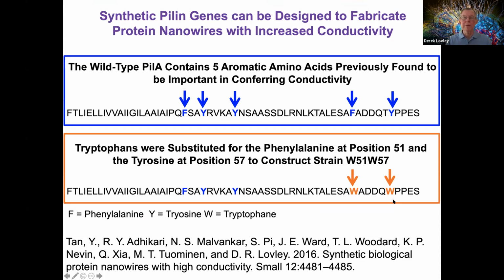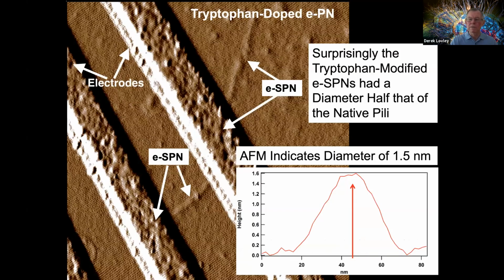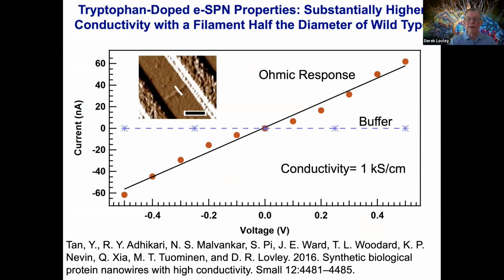make synthetic genes to make synthetic pilin monomers which assemble into the wire. For example, in this case, we swapped in tryptophan for two of the existing aromatic amino acids. Tryptophan has extra rings. And surprisingly, in this case, the wire is smaller for reasons that aren't quite worked out. And I think we would have been happy if we had doubled the conductivity of the wire, but we actually increased it by, I think it was like 500-fold. So this is up near the conductivity of a carbon nanotube.